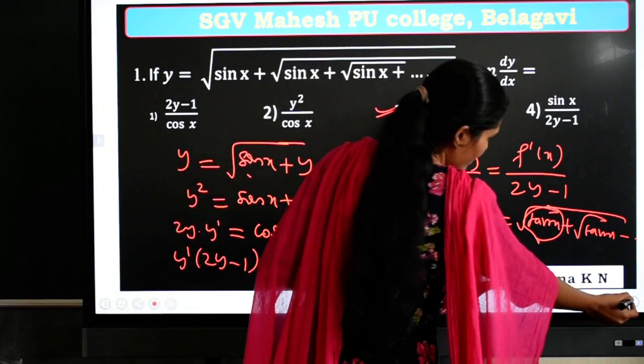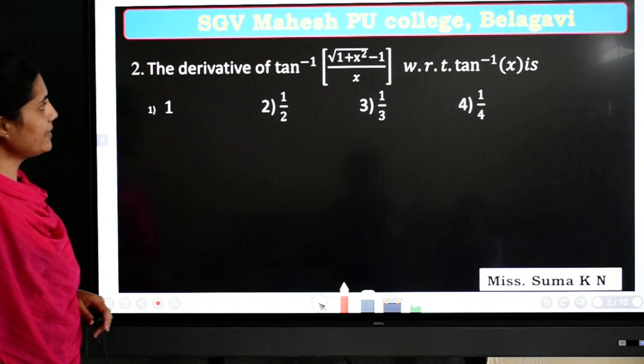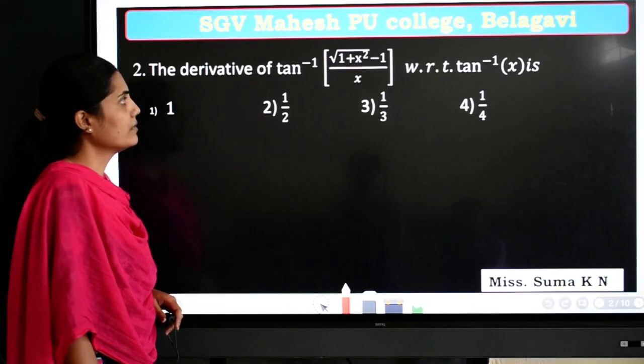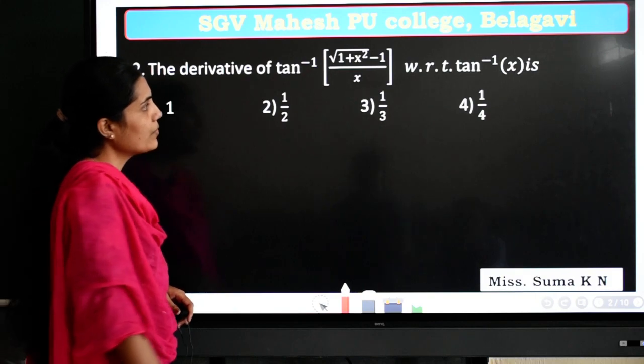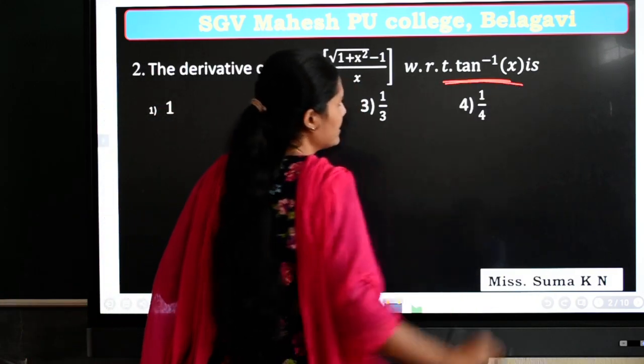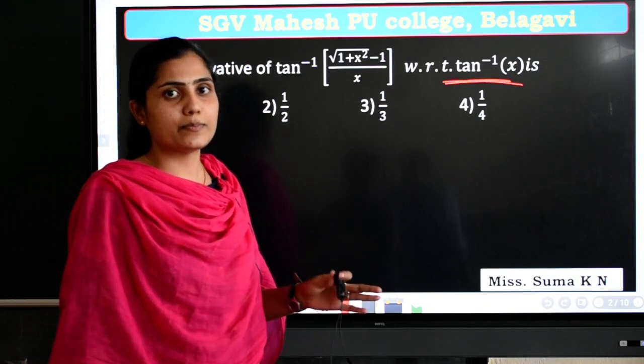Next we will go to the next question. Now see this question: the derivative of tan inverse of root of 1 plus x square minus 1 divided by x, with respect to tan inverse x. With respect to tan inverse x they are asking, not with respect to x.